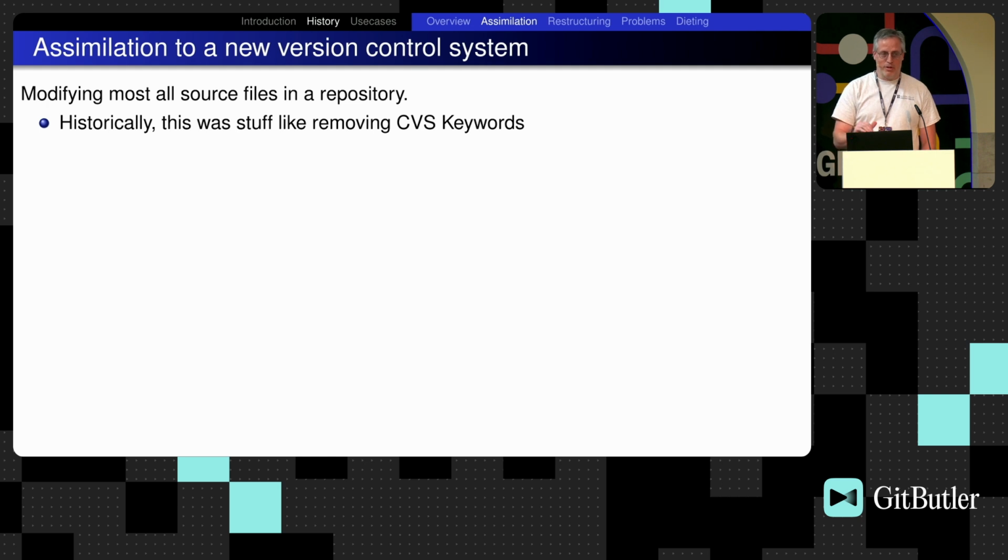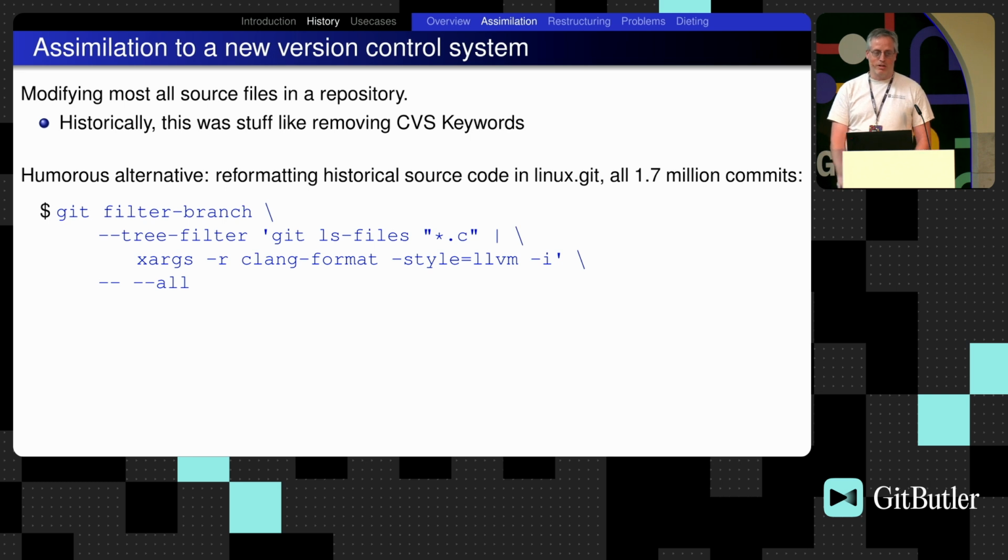And I didn't have a good repository example to be able to rerun this to see how slow it was, but the idea was it had to touch most of the files, and so I picked another humorous example for modifying all files in a repository. Let's say you wanted to reformat all of 1.7 million commits of Linux to use LLVM coding style instead of kernel coding style. Not sure you'd really want to do this, but just for fun.